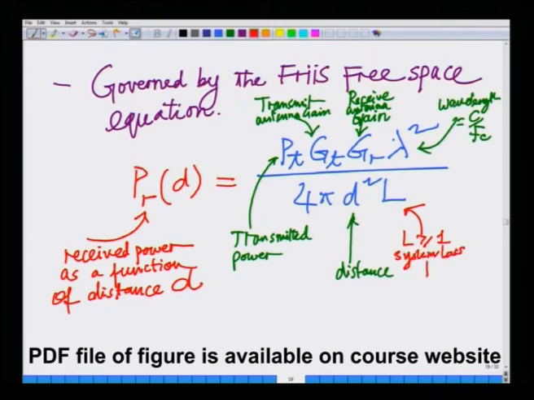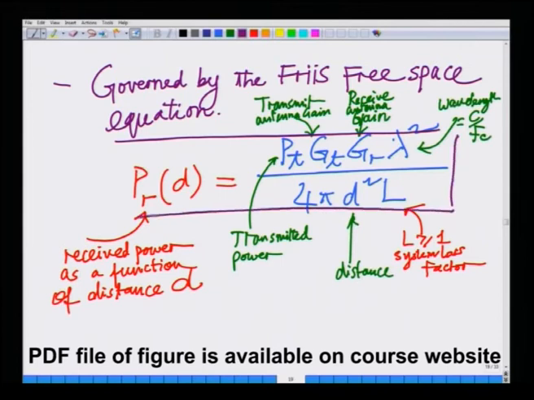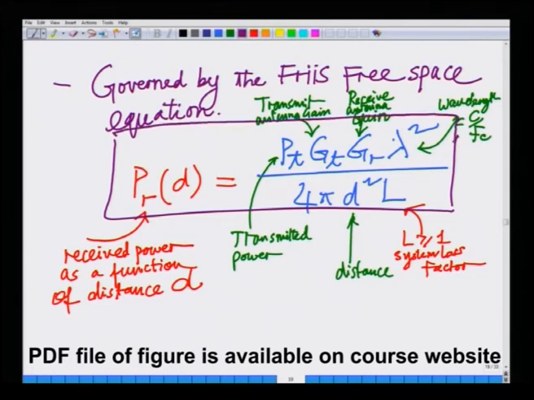system loss factor. So, it is given by the transmit power times the transmit antenna gain times the receive antenna gain times lambda square, where lambda is the wavelength, divided by 4 pi d square, where d is the distance, and the system loss factor. Alright. So, this is essentially the expression that we have for the received power. This is nothing but the Friis free space equation.